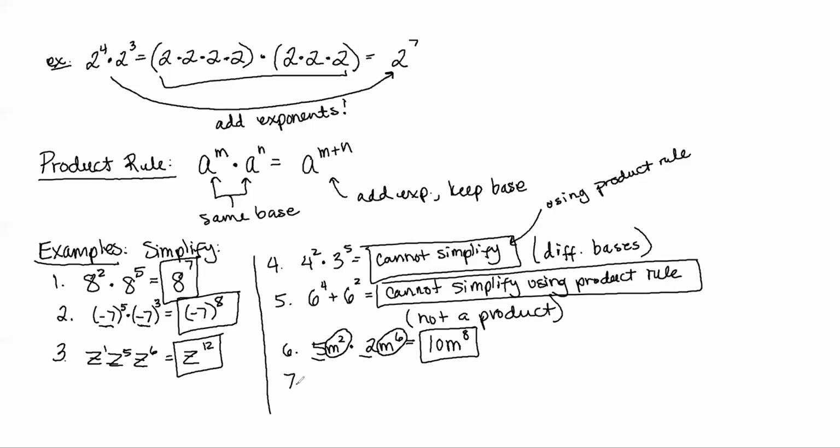All right, number 7, negative 7p to the 5th times 3p to the 8th. So again, I'm going to multiply the like parts together. So negative 7 and 3 give us negative 21. And p to the 5th times p to the 8th, we add the exponents and we get p to the 13th.